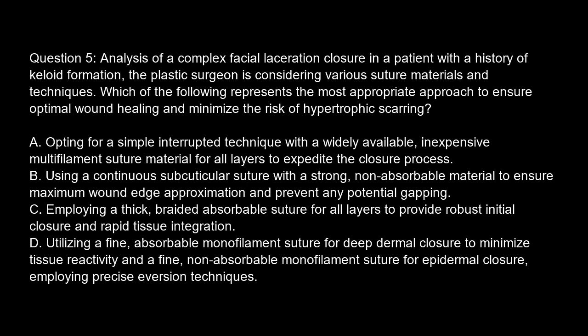Option A. Opting for a simple interrupted technique with a widely available, inexpensive multifilament suture material for all layers to expedite the closure process. Option B. Using a continuous subcuticular suture with a strong, non-absorbable material to ensure maximum wound edge approximation and prevent any potential gapping. Option C. Employing a thick, braided absorbable suture for all layers to provide robust initial closure and rapid tissue integration.